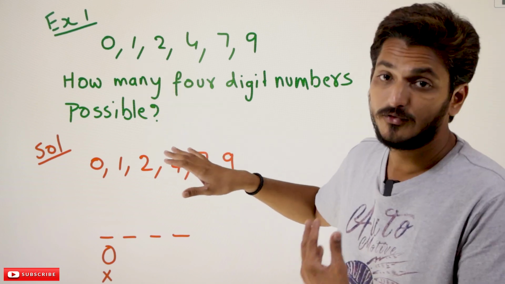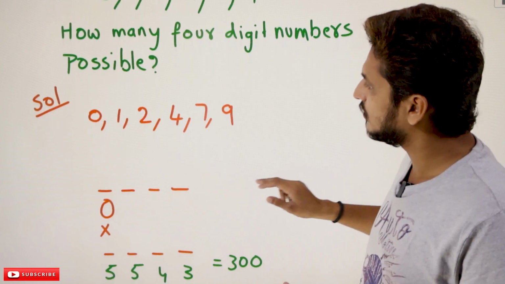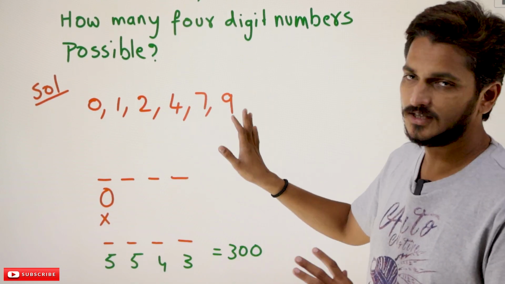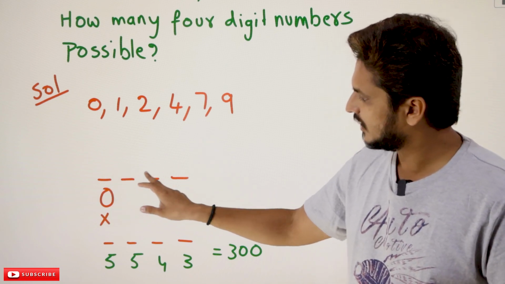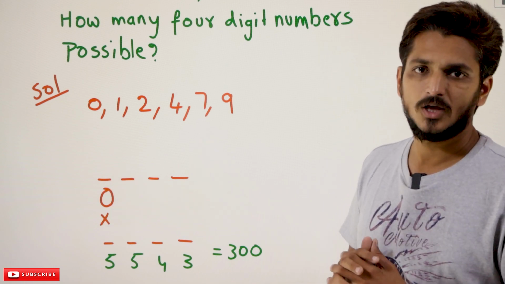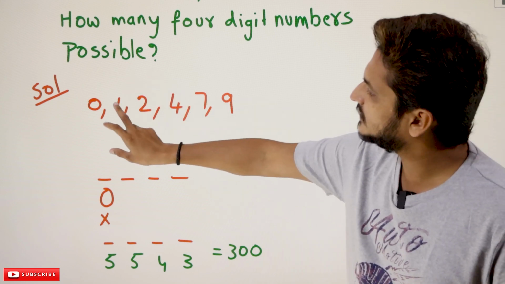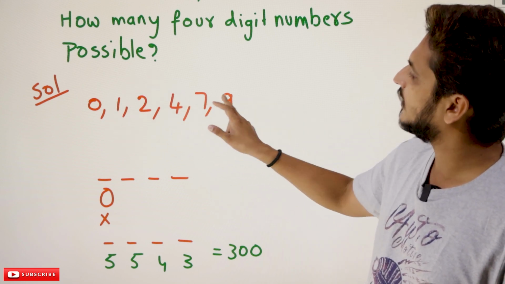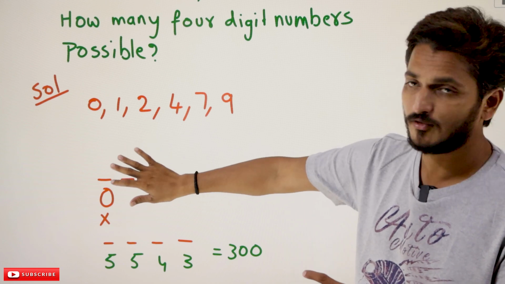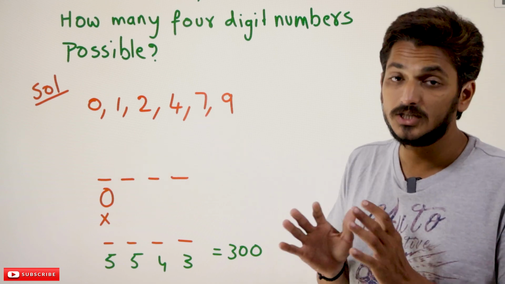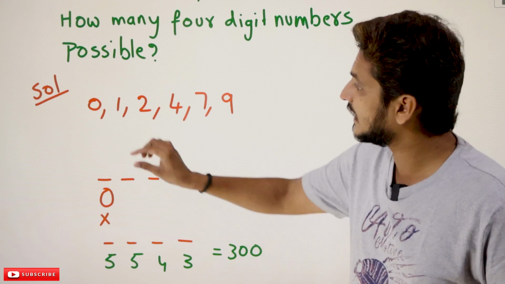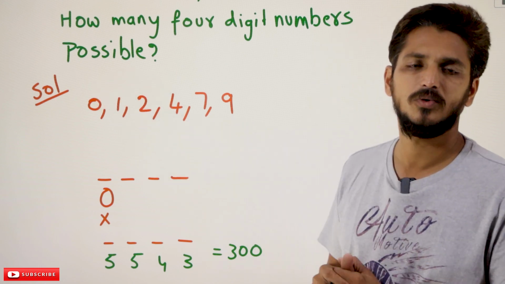See here, we need 4-digit numbers. 0, 1, 2, 4, 7, 9 are the digits. We have 4 positions, 1, 2, 3, 4, and we need to fill these. How many elements are there? 1, 2, 3, 4, 5, 6 elements are there. We have to fill 4 positions. 6P4 would be the answer, but it is not satisfying here because we have the element 0.